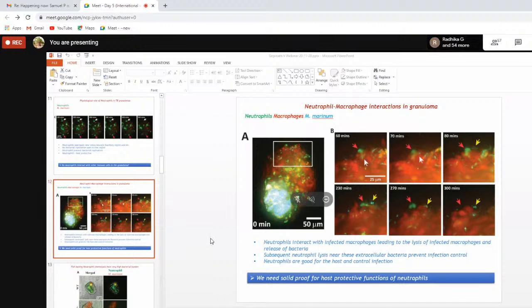So what does all this mean for infection? That means the neutrophil interaction followed by infected macrophage lysis leads to release of bacteria outside, which now makes them more accessible to immune cells for infection control. Now neutrophils will lyse near these extracellular bacteria and release antimicrobial proteins that I mentioned earlier, leading to infection control. So this means that neutrophils are good for the host and control infection.